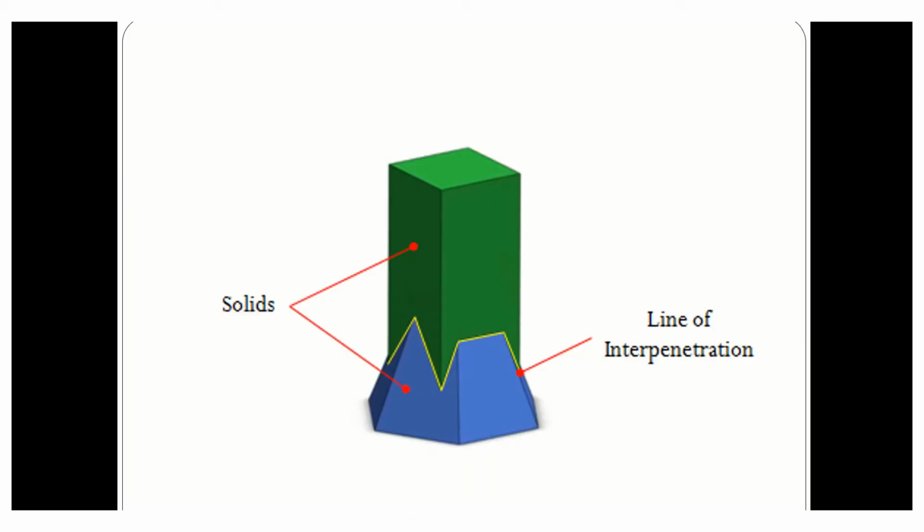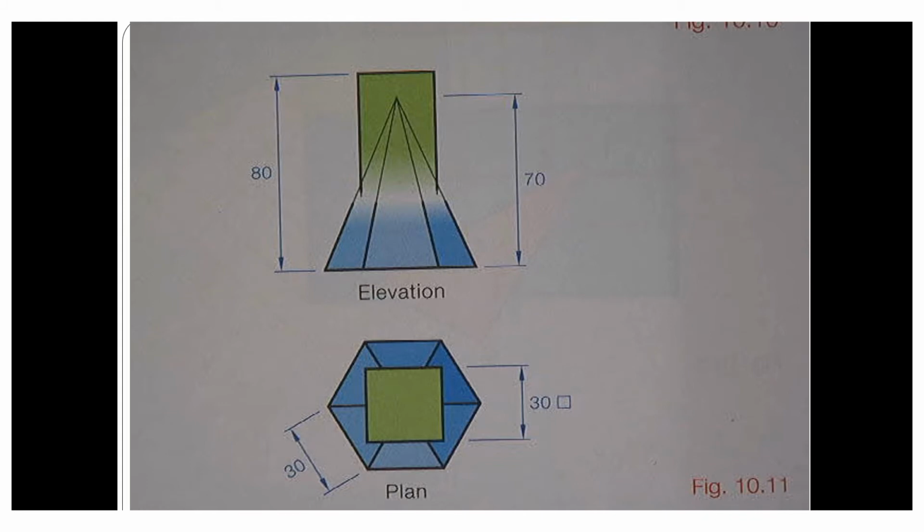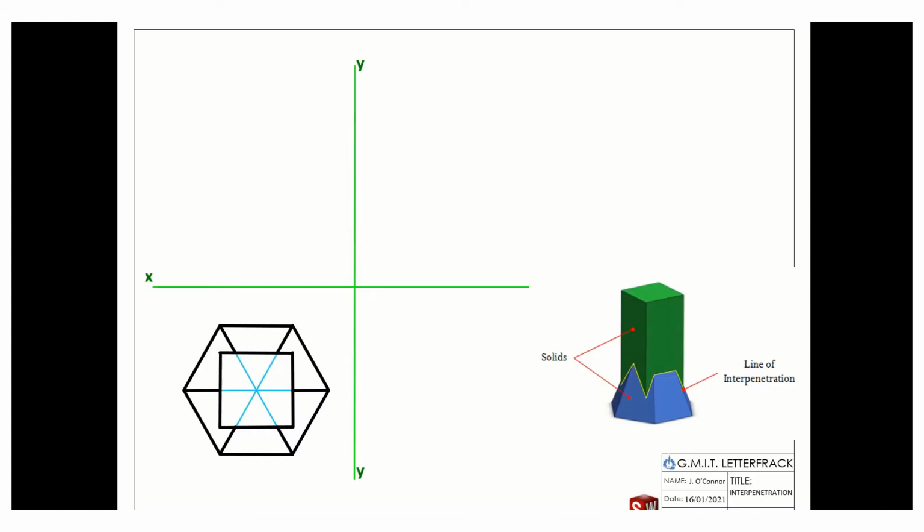So we're going in the first question. We're going to have a cuboid being intersected by a hexagonal pyramid, and we'll be after that line of interpenetration or intersection, as you see there in yellow. So let's have a look at that. That's the question setup that you will be using, and you must find the line of intersection, of course. So how do you go about doing that?